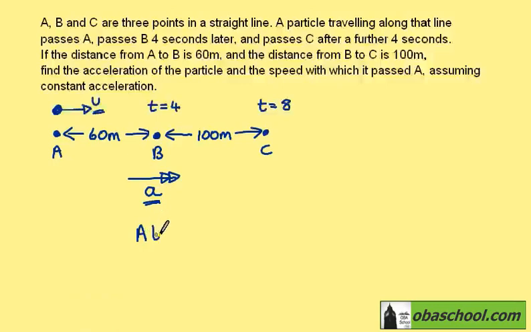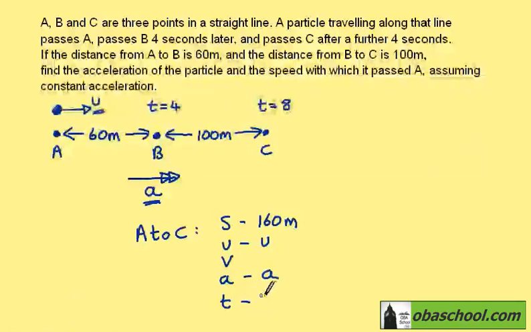We'll now look at the motion from A to C. Collecting the information using SUVAT, as always. s is 160 meters. u is just u. a is a. And the time taken is 8 seconds. The 4 quantities under consideration are all represented in the formula s equals ut plus half at squared.